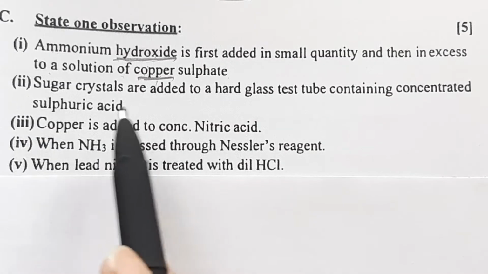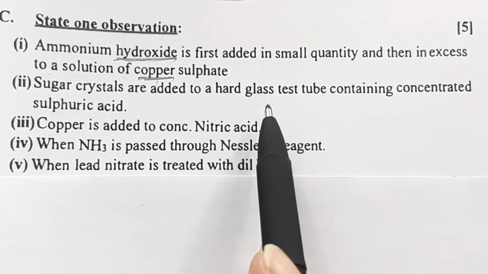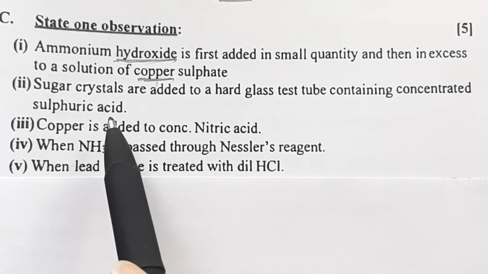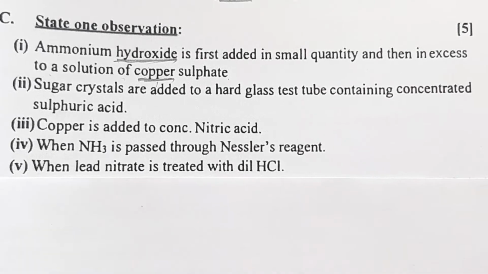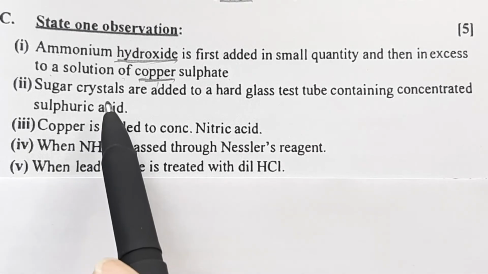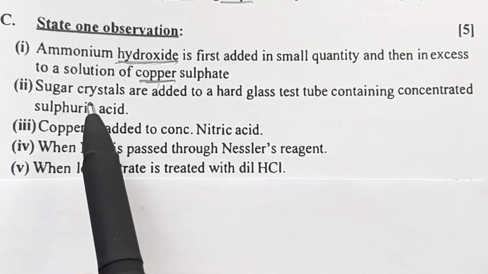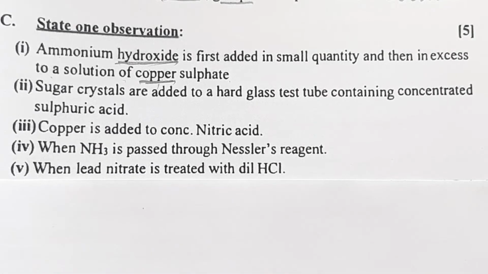Second one, sugar crystals are added to a hard glass test tube containing concentrated sulfuric acid. Now sulfuric acid concentrated is a dehydrating agent. Sugar crystals will get dehydrated and black spongy mass will be remaining. Now when we write the observation, don't write the reason, just the observation, like so.